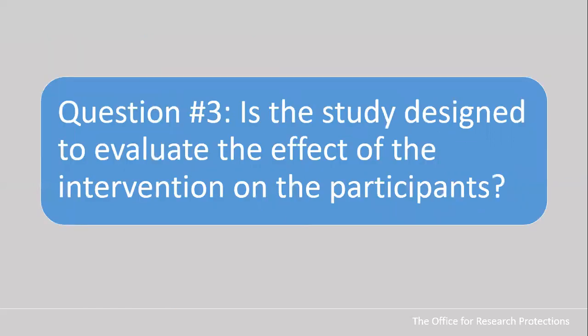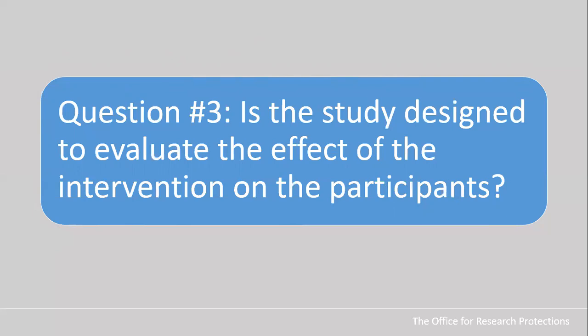So let's go through, again, we've got these 4 questions from NIH. Let's keep moving through them. Question number 3. So we've got to answer yes to all 4 questions if you're going to be considered a clinical trial. Question 3, is the study designed to evaluate the effect of the intervention on the participants?